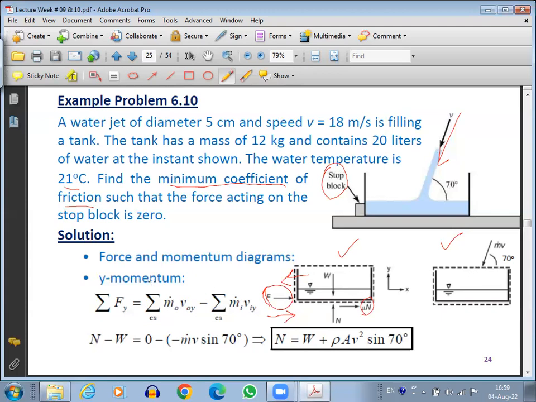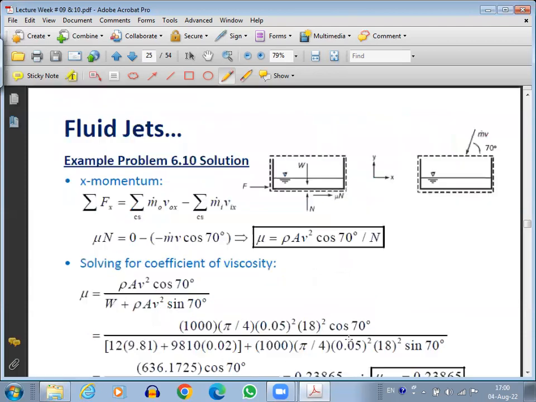Okay, so we solve this problem for x and y coordinate. Let's say x is in the x direction, y is in the vertical direction. So we write down the y momentum equation. Accumulation term is 0, no need to mention that, we already discussed it. There is no fluid going out of the control volume, so this term will be 0. Summation Fy will be N minus W equals to this term. So we'll have an equation for N.